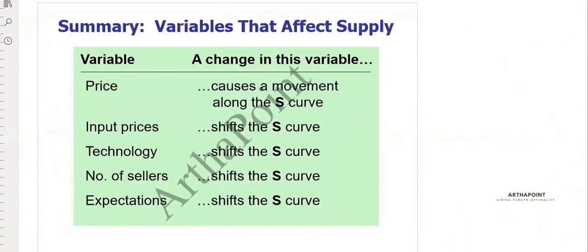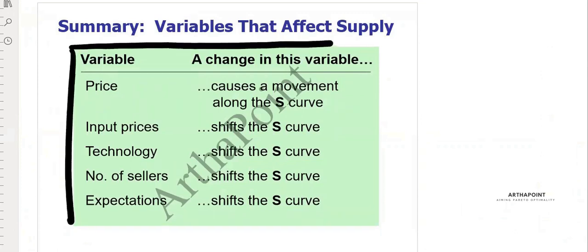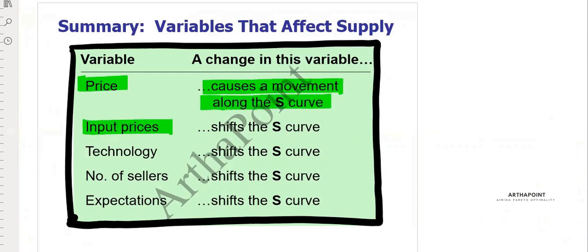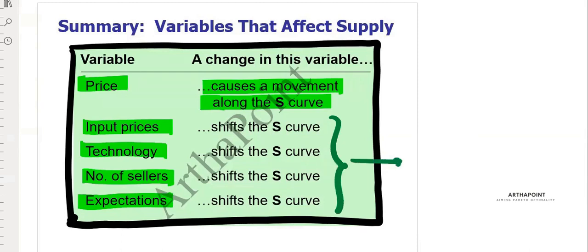So let's summarize. What have we learned? Whenever there is a change in the price of the commodity, it leads to movement along the supply curve. Technology, input prices, number of sellers, and expectations about the prices: all these factors lead to a shift of the supply curve.